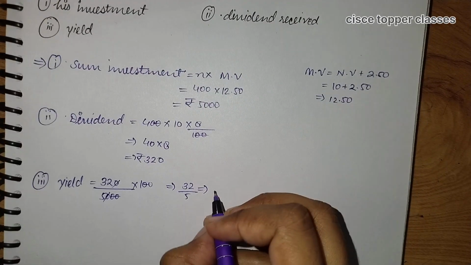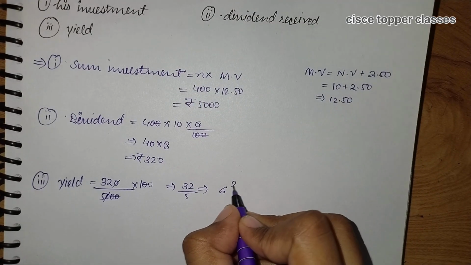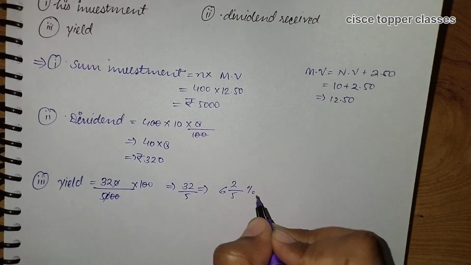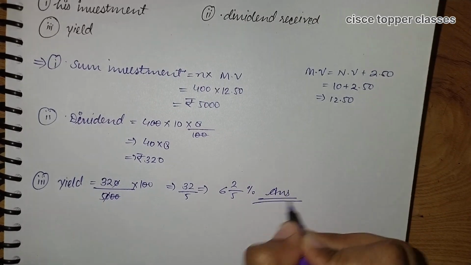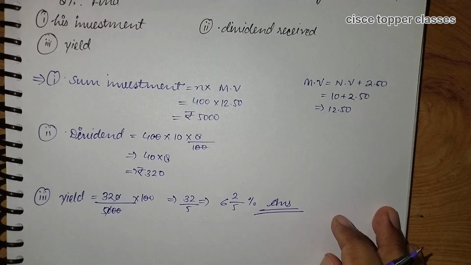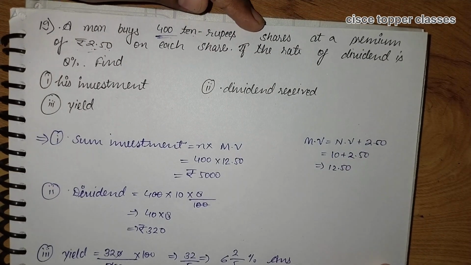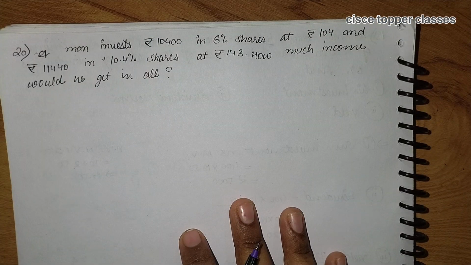If we write here, this will be 6 2 by 5% as the answer here. Means this is the yield percent in this question. And this is the final solution of question number 19. Let us solve here question number 20.